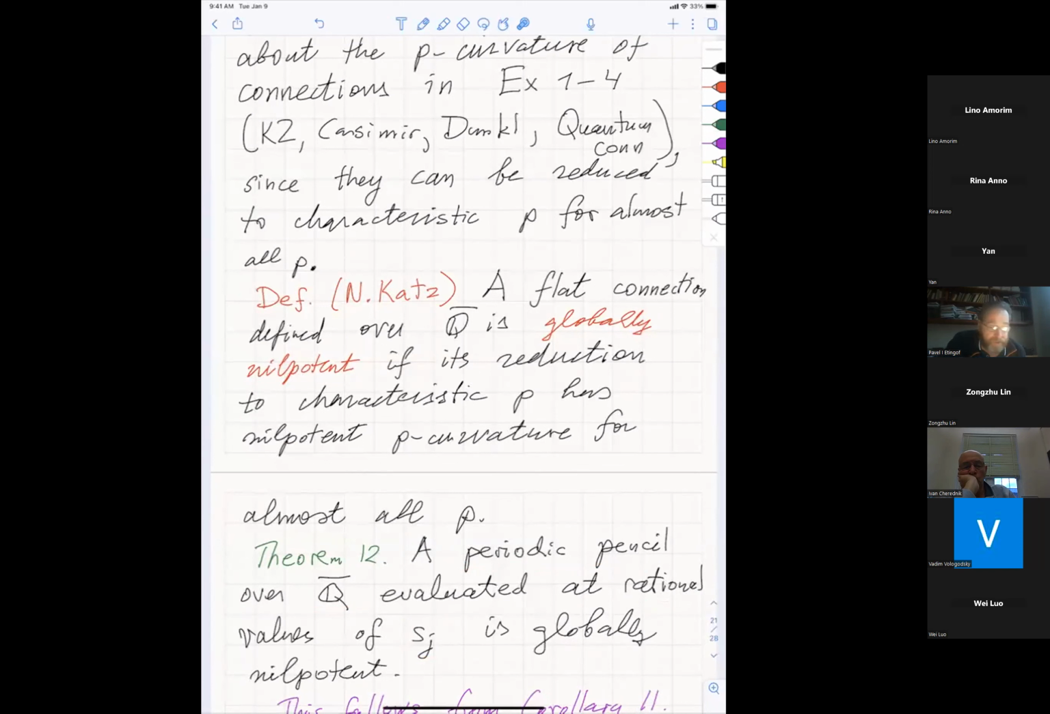In general, it is very hard to check that some connections are globally nilpotent because you have to check infinitely many primes. But here we obtain a whole lot of examples of non-trivial connections about which we know that they are globally nilpotent.